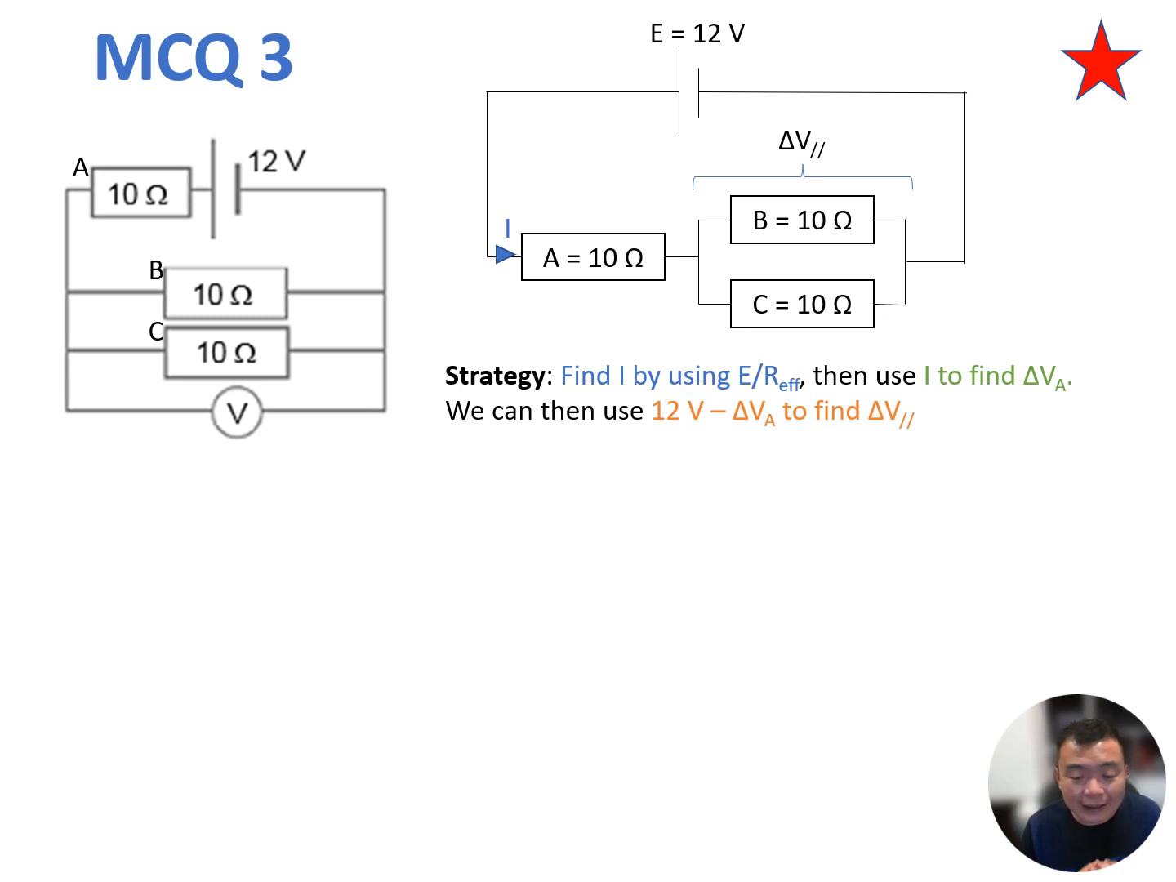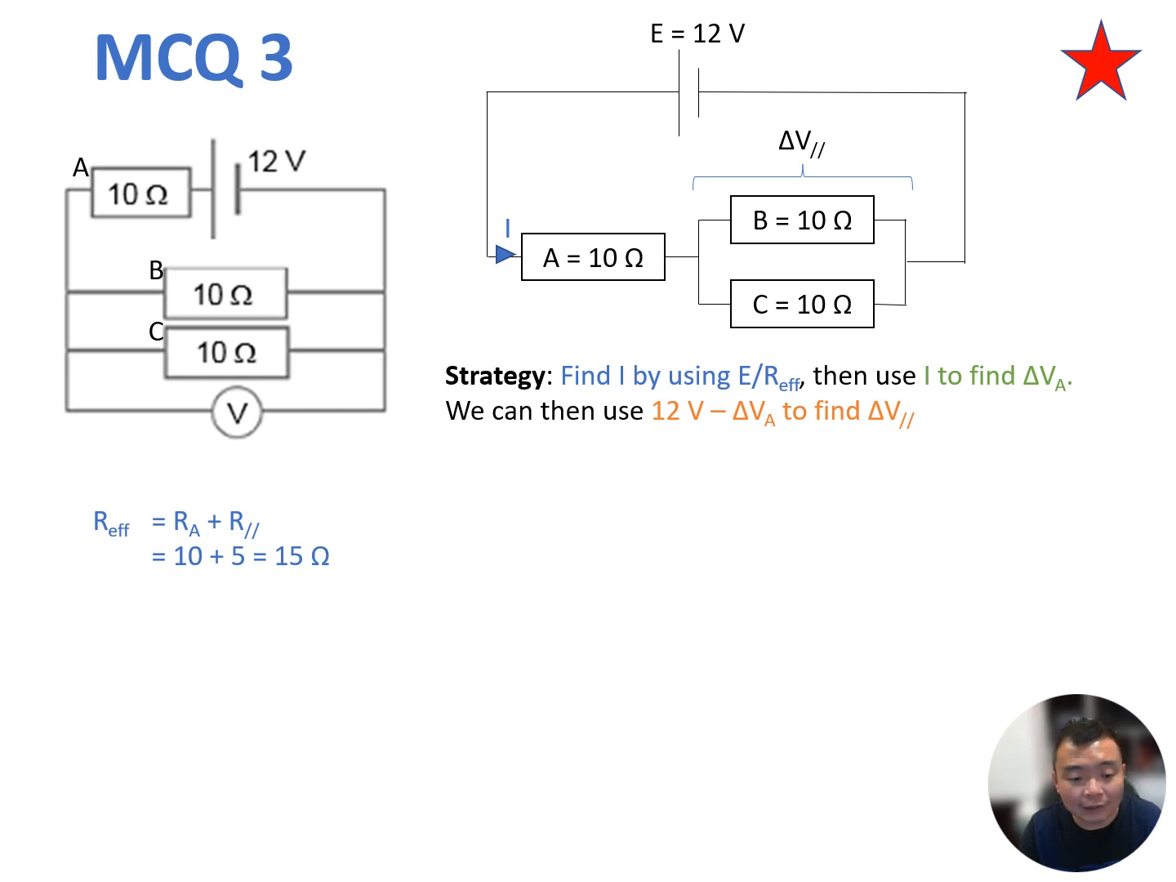Then finally, if we know the voltage across A, then we know that the sum of the voltage across A and the voltage across the parallel branch, together it should add up to 12 volts. And that's how we can find out what is the voltage across the parallel branch, which is what the question is asking for. So the first phase, I will write this down in blue.